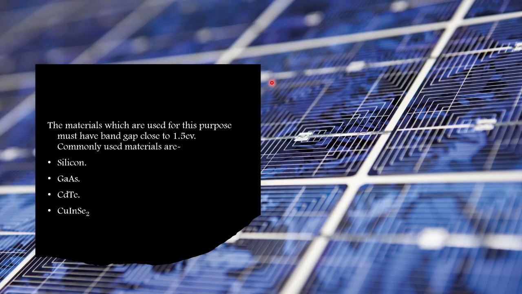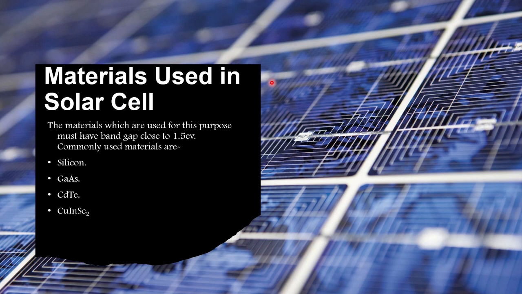And then moving on, we see materials used in a solar cell. The materials used for this purpose must have a band gap close to 1.5 electron volts. Commonly used materials are silicon, gallium arsenide, cadmium telluride, and copper indium selenide. These are the general materials used in making solar cells.